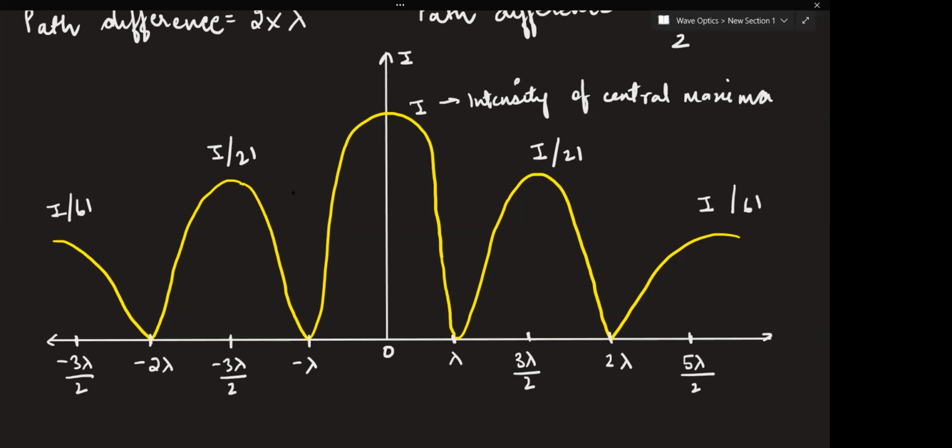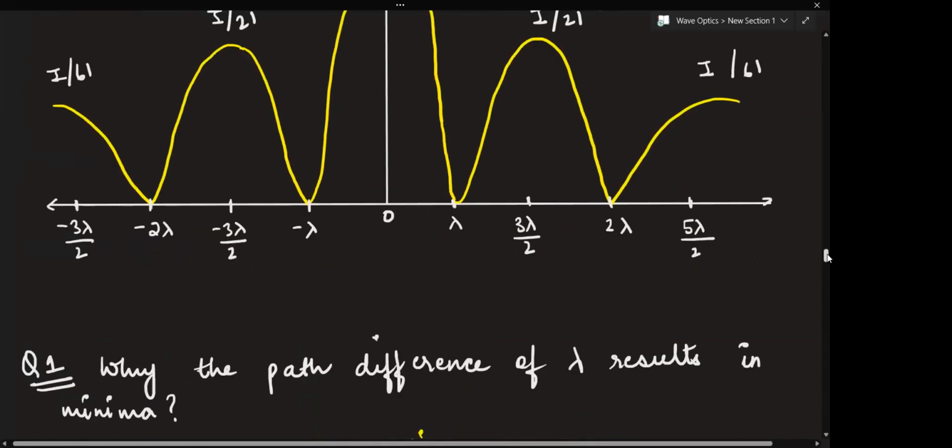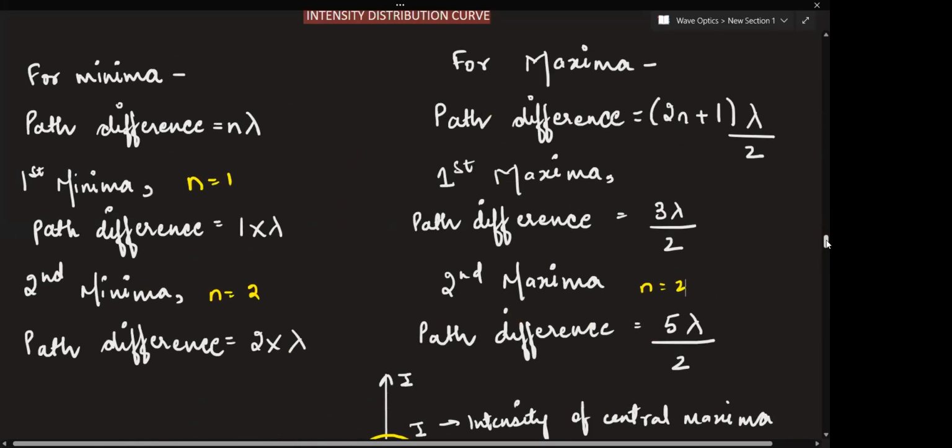So the intensity of the secondary maximum keeps on decreasing with the increase in the order n. As n increases, the intensity decreases. So just write down this also. As you increase n equals 3, then n equals 4, n equals 5, the graph will keep on decreasing like this. So just note down these two points. Then we'll see why we get maxima and minima.